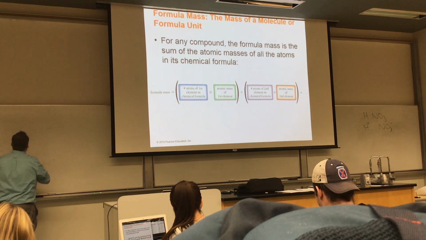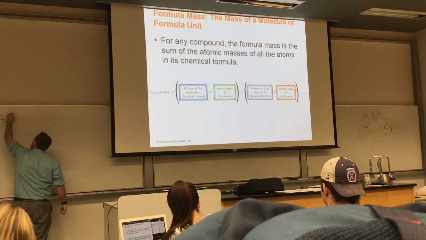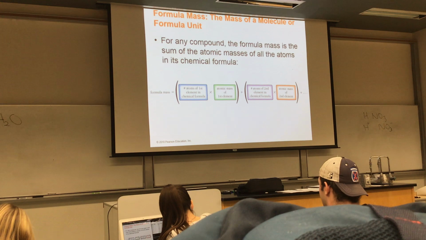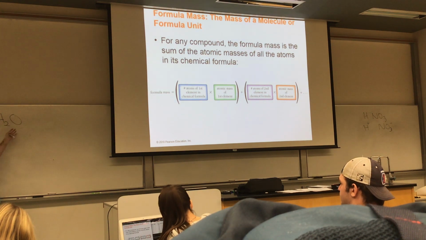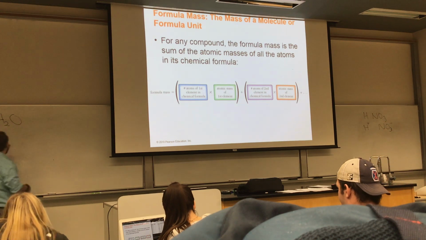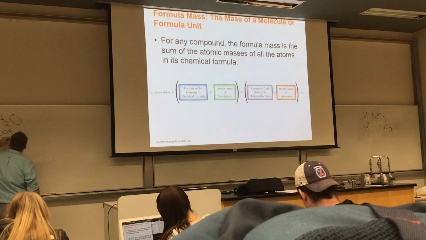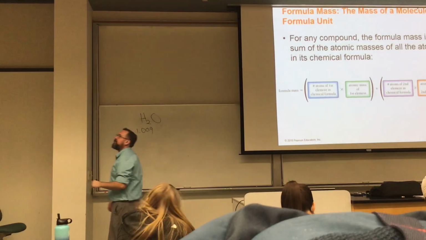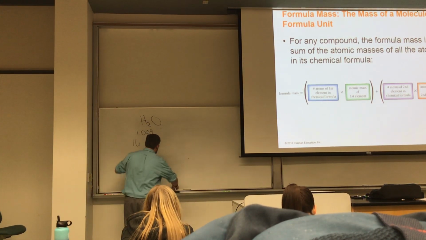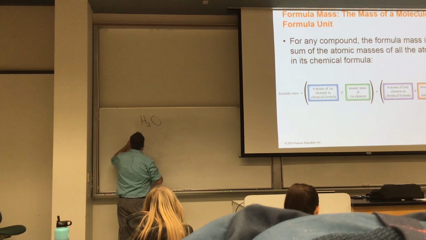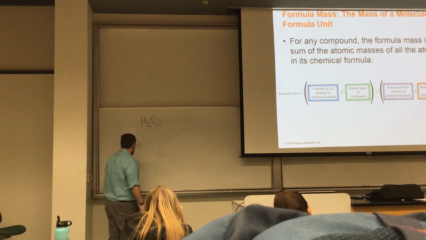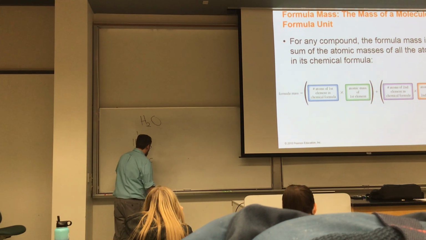So let's start with something easy and familiar. What's the formula mass of H2O? Hydrogen has 1, and there's two of them. Oxygen is close to 16. We're just gonna round and leave it at singles. 18. So yes, it is 18 AMUs.